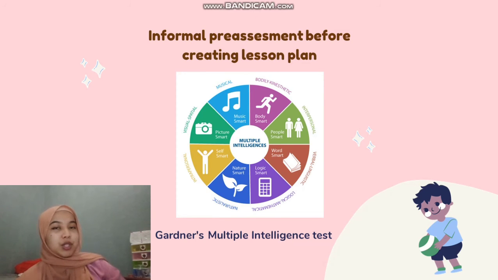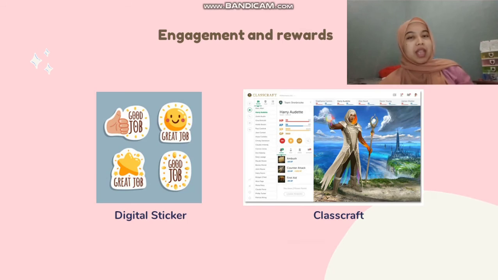It is crucial to map out the students' profile first, so that the program will suit the needs and characteristics of the students. It can be done by referring to Gardner's multiple intelligence test to identify their learning preference and interest. And the next is engagement and rewards. They are the most necessary things to be included in teaching activity.